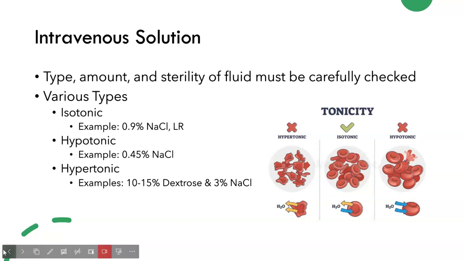So then we have hypotonic solutions. An example of this would be 0.45% sodium chloride, or half normal saline. So with hypotonic solutions, these solutions have fewer solutes than the cell components and result in fluid moving into the cell. And then our hypertonic, an example of this would be our 10 to 15% dextrose and 3% sodium chloride. So these are hypertonic. A hypertonic solution has more solutes than are present within the cell and results in fluid movement out of the cell.